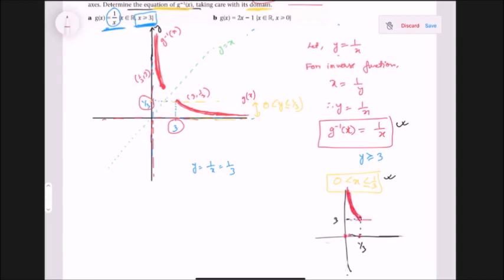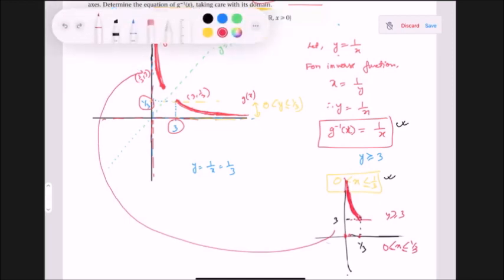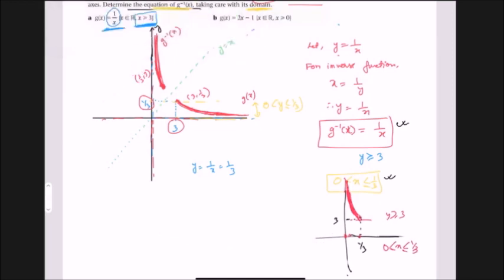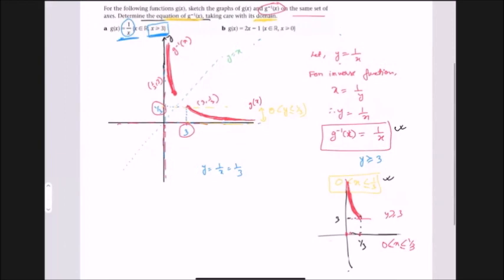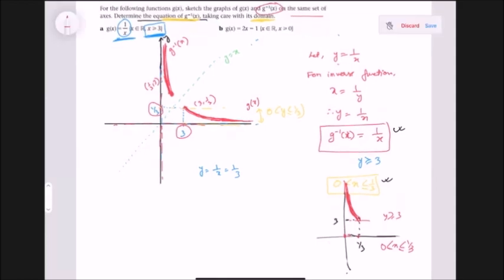So as you can see, y is greater than or equal to 3, x is greater than 0 but less than or equal to 1 by 3, okay, so this is actually the same thing. So you can sketch using the equation and the information of domain and range, or you can actually work with the reflection concept.